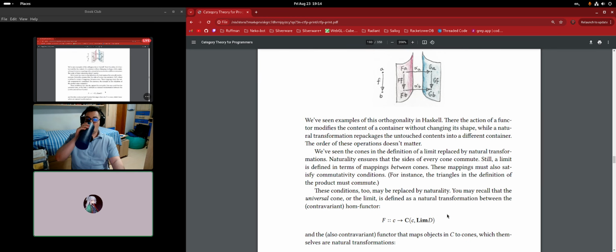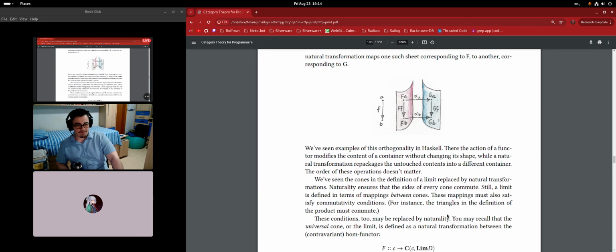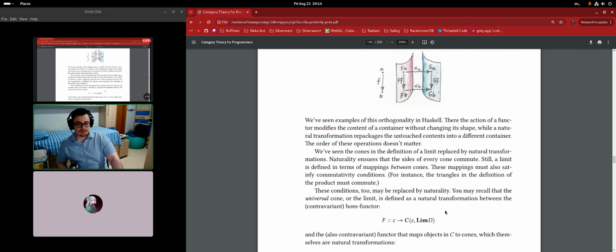Yeah, I really like this diagram. It's very aesthetically pleasing, at least to me. You are a very simple man. Am I? Hmm. I guess I am.